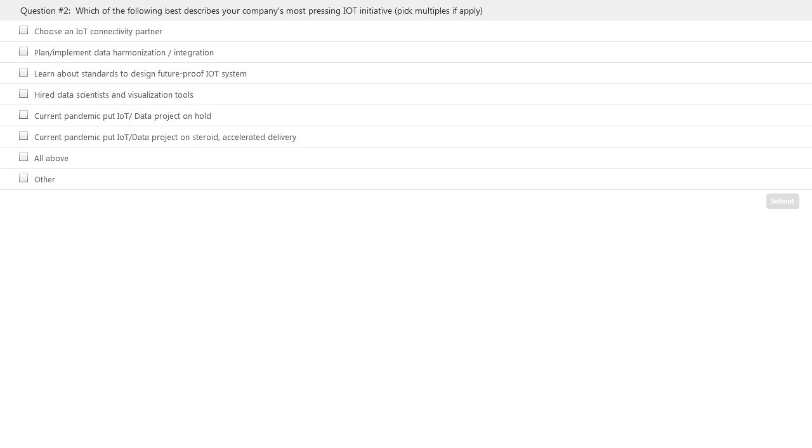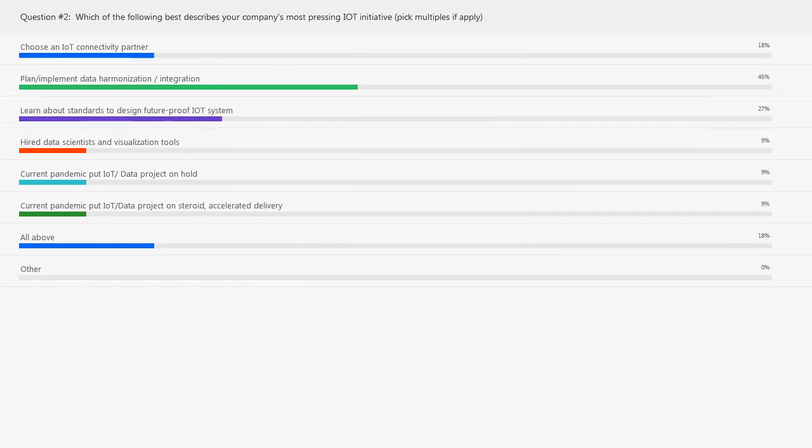Okay, let's take a look at how you voted. All right, about 20% of you chose a connectivity partner. That's where most companies start an IoT project. And planning and implementing a data harmonization platform, that's really encouraging. Almost half, 45% of the audience, you are focusing on this area, where data integration and data orchestration is going to aid your business decision making. Okay, let's look at standards. Interesting, it's about the same as the impact of the pandemic on your IoT project. Thank you for your participation. This is an interesting result, and we really appreciate your voting here.